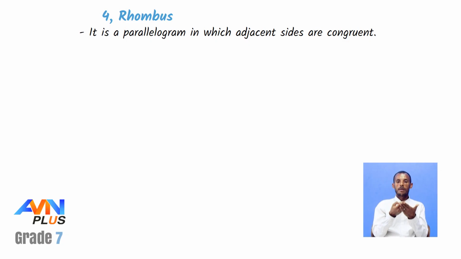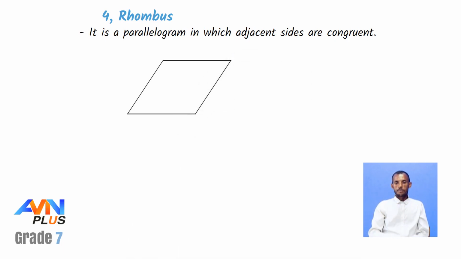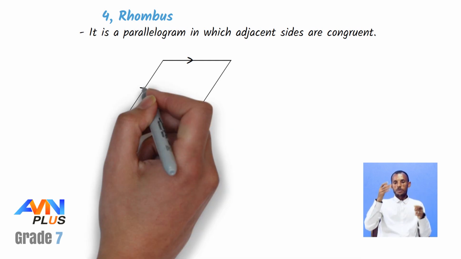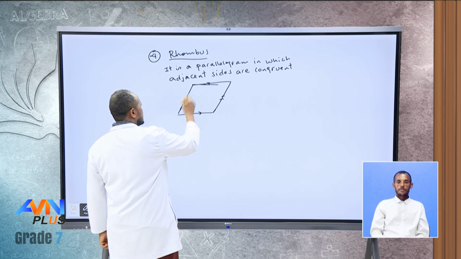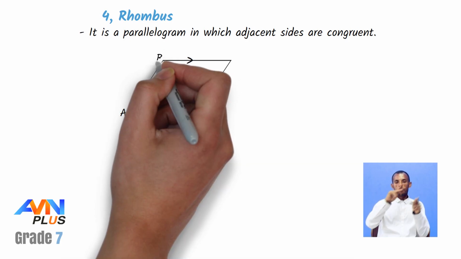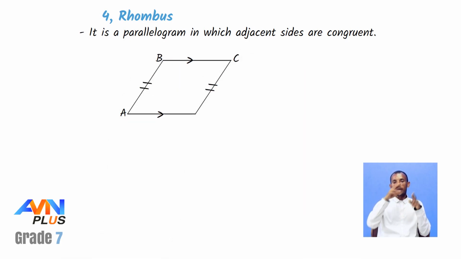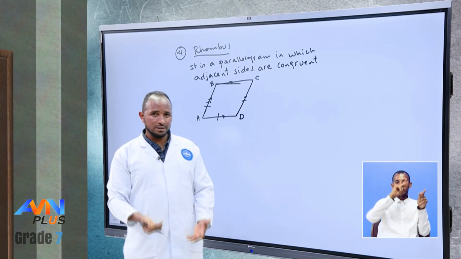Here is a parallelogram. Opposite sides are parallel, but the adjacent sides are also congruent. Look, assume this is rhombus ABCD. If the adjacent sides AB and AD are congruent, then this parallelogram is called a rhombus.